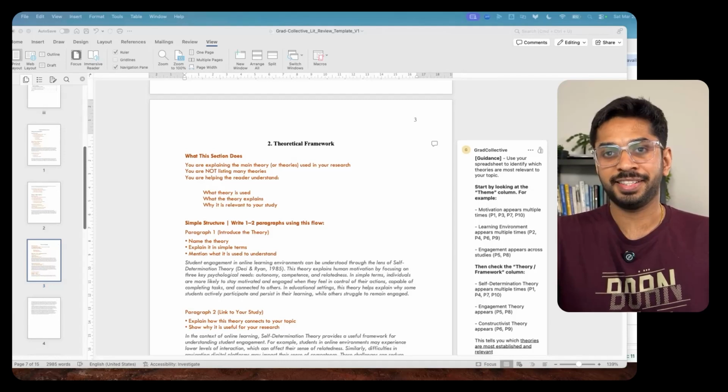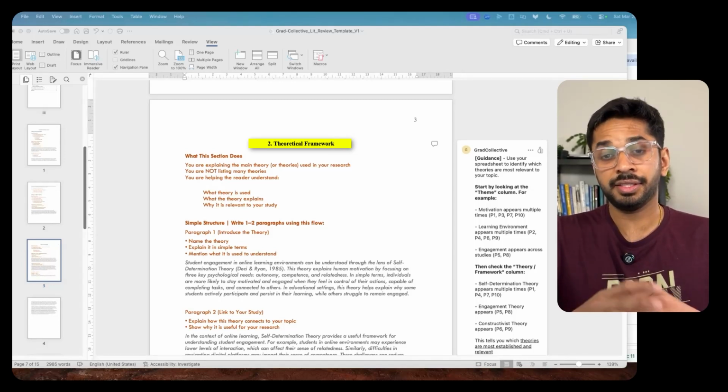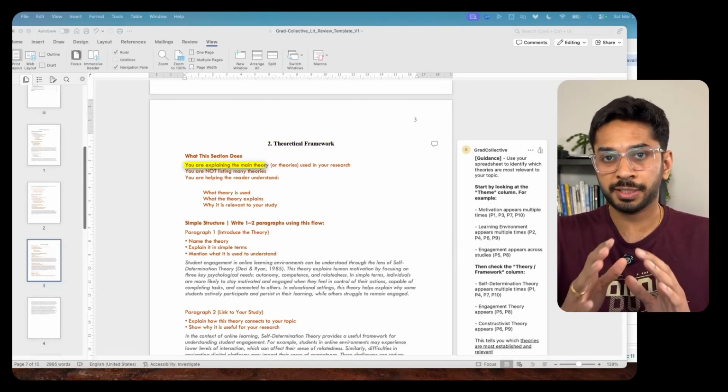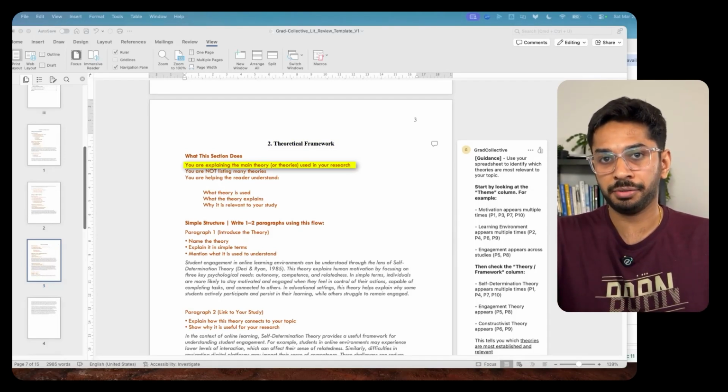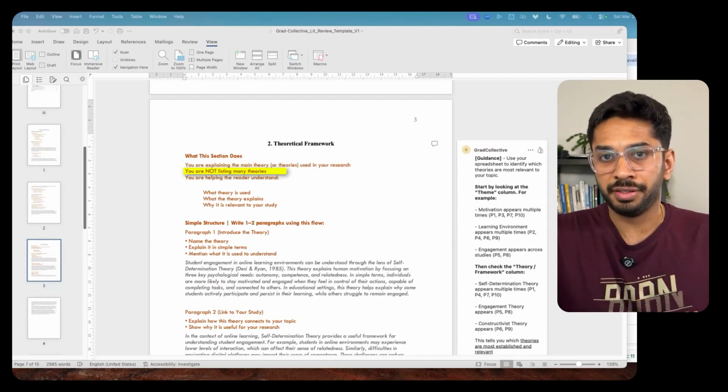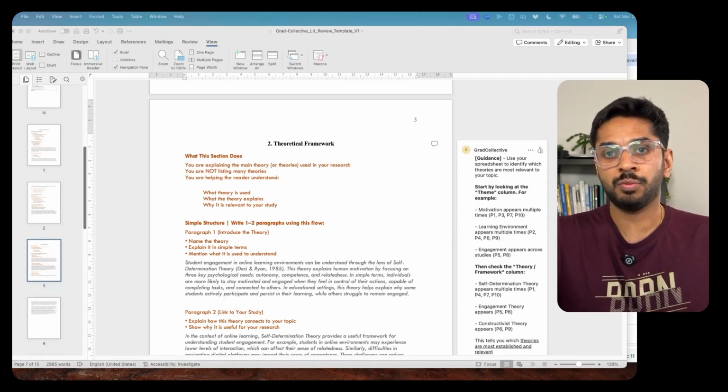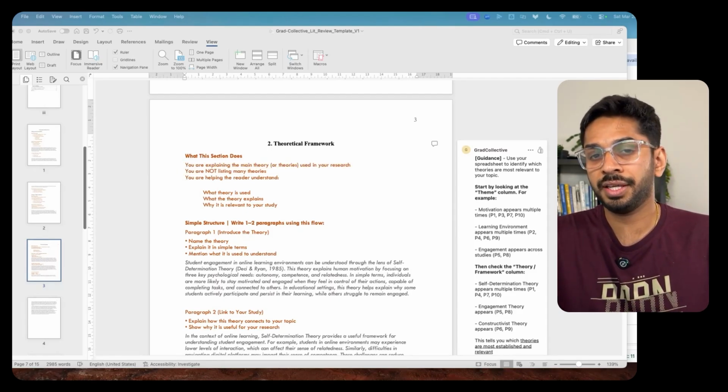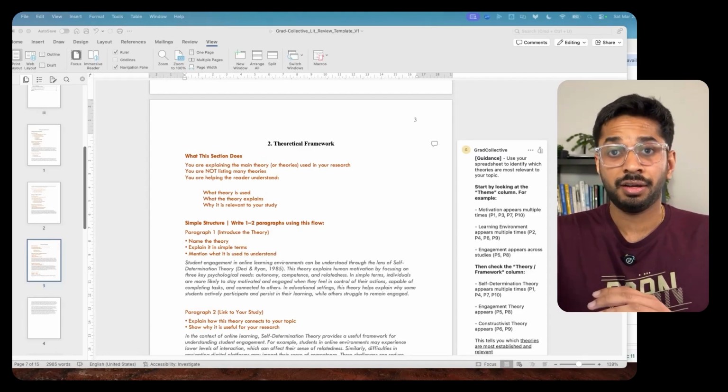All right, now let's move to the theoretical framework. This section is just about one thing, explaining the main theory behind your research. You're not listing many theories. Ideally, you're focusing on one key theory, and optionally, a second one can be added if required. How do you write this?